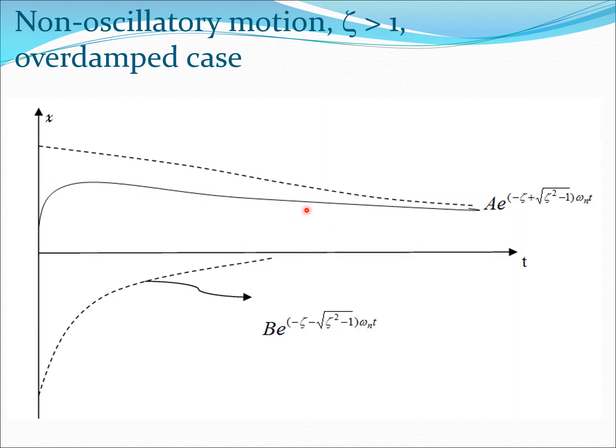So that's what the motion looks like. Essentially, it's a sum of the motion of the two exponential functions. One of the exponential functions is coming down like this, the second one like this, and the total is coming like this. So that's the basic concept in this particular problem.